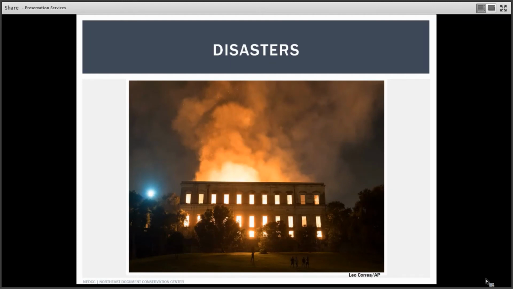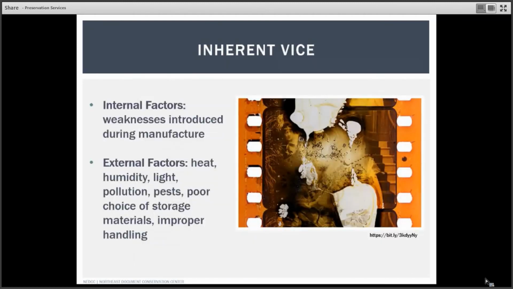So far, we've talked about the external factors influencing the deterioration of our collections, such as heat, incorrect humidity, light, pollution, pests, poor storage materials, improper handling, and so on. However, certain materials have internal factors that make them more prone to deterioration, which is what we call inherent vice.